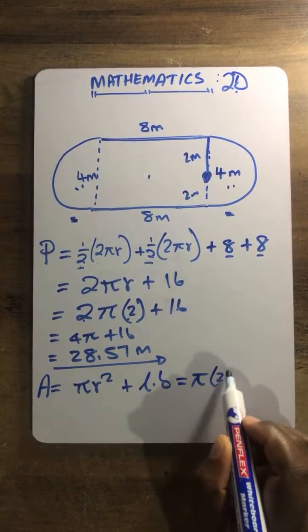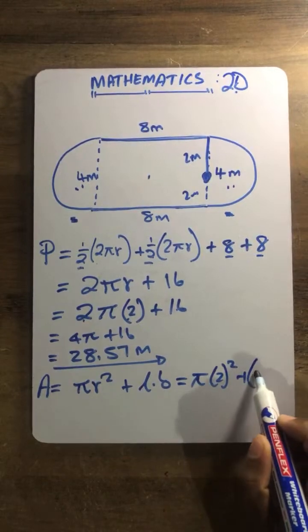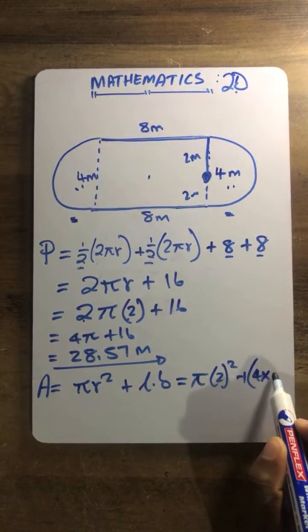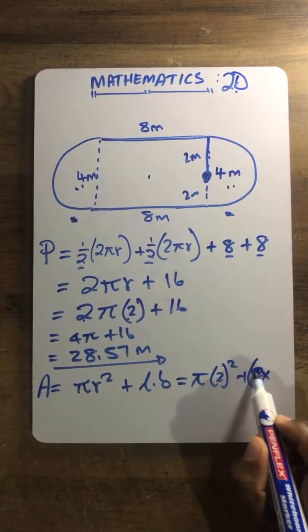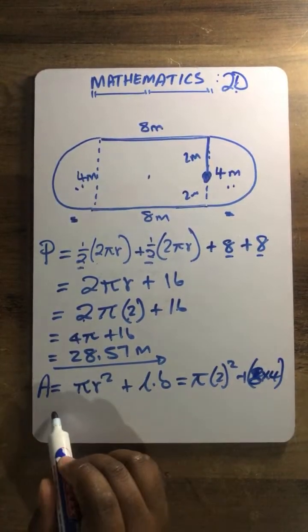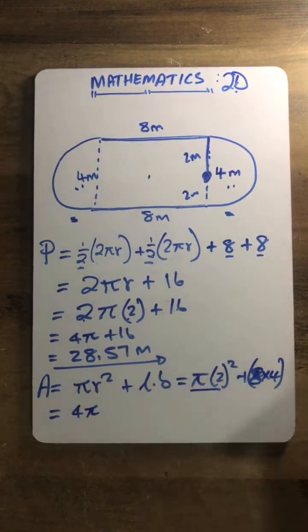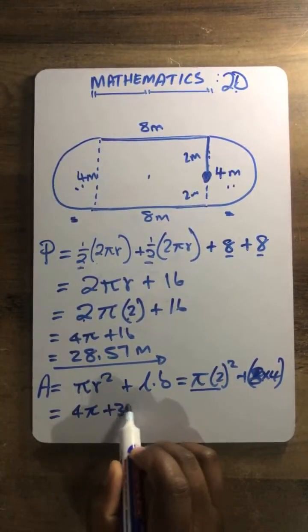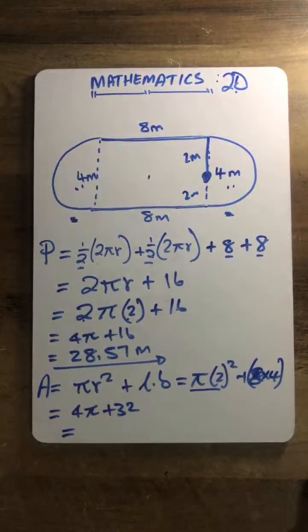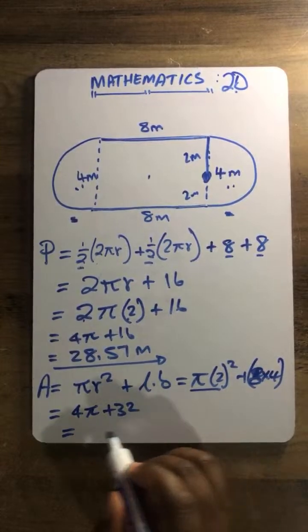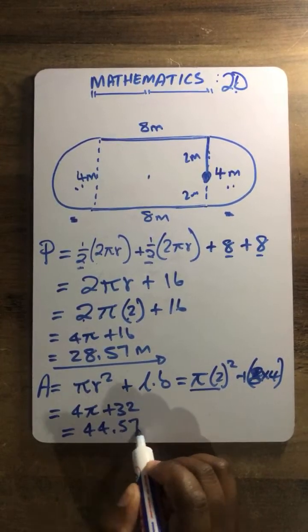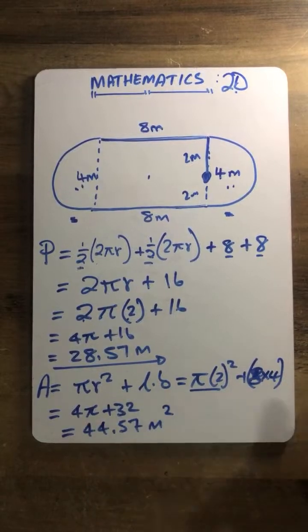So we have pi, our r we know is 2, plus the length, which is 8, and then the breadth is 4. What will that be? We have 4 pi from 2 squared, and then 8 times 4 equals 32. So that means you have 32 plus 4 pi, which equals 44.57 meters squared.